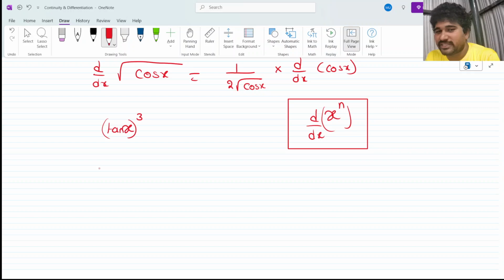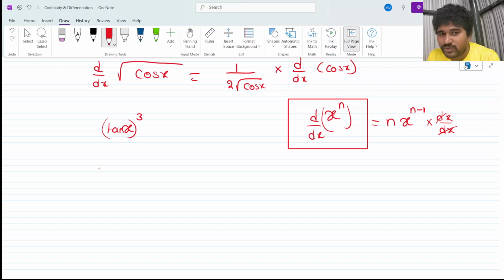What is its expansion formula? n into x power n minus 1. Actually you can think that x is there inside. Differentiate that, dx by dx, it is the same, that's why it is cancelled out.